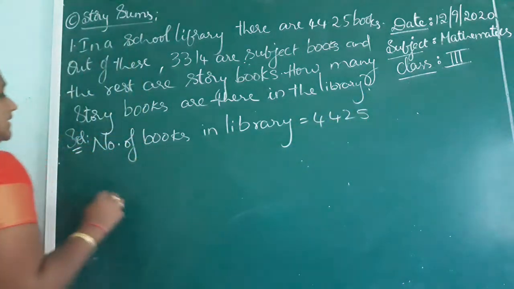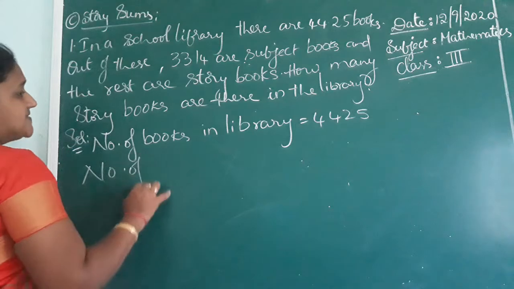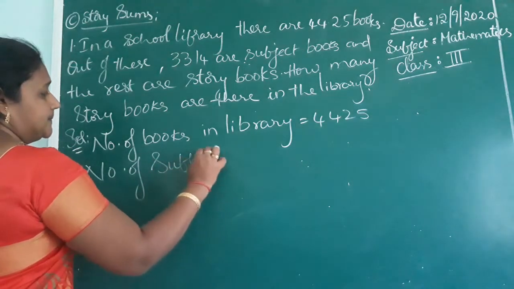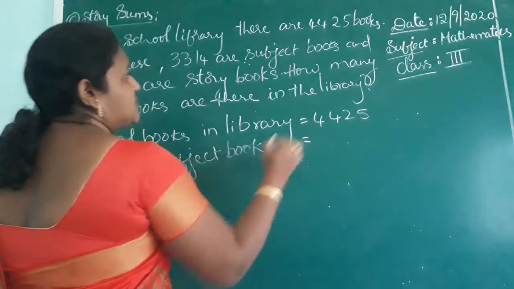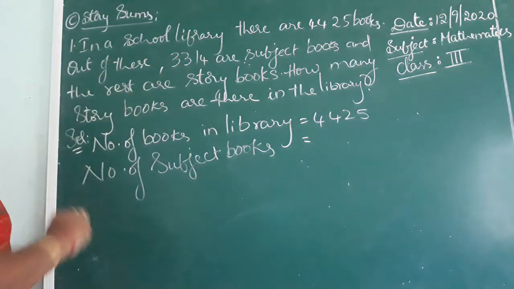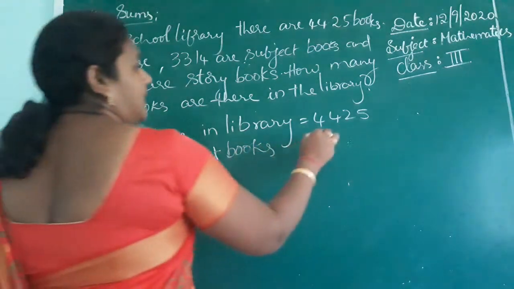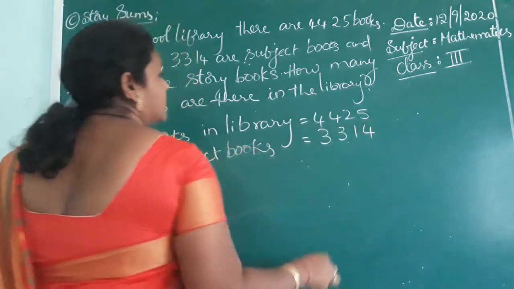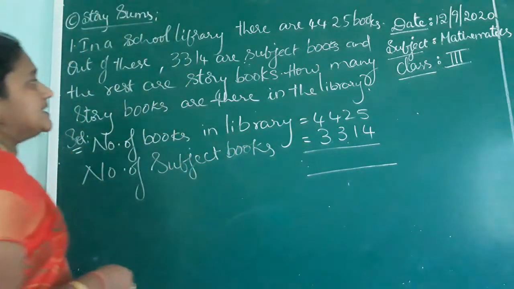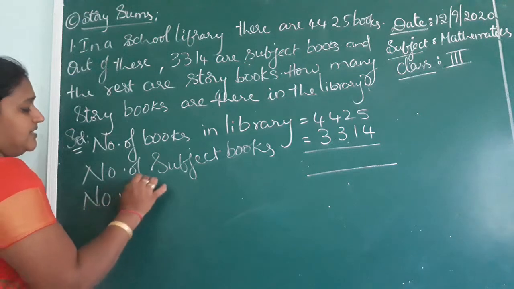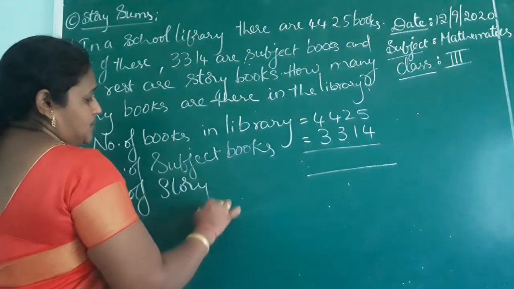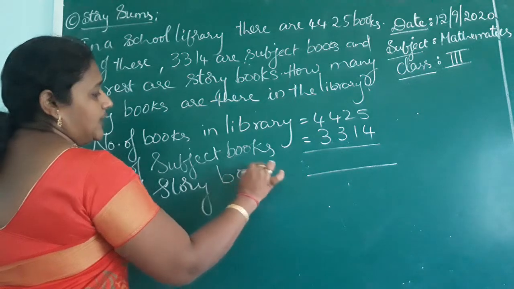4425. Next, number of subject books in that library. How many subject books are there? 3314. What they are saying is the rest are story books. Remaining all are story books. So we have to find how many story books are there in the library.